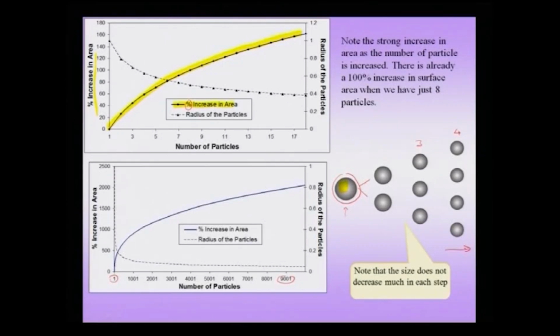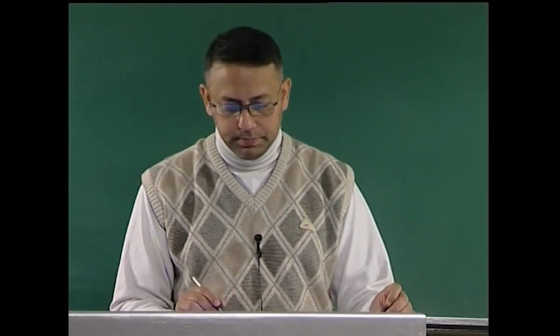But the important point to note is that when you are at just about 8 particles here, you see that you have already reached a 100% increase in area. So, all I have to do is get 8 particles from one particle before I already see a 100% increase in surface area. This is a very important effect. That means that as I go on dividing more and more, my percentage increase is expected to be more drastic, and that is the usual goal of producing nanoparticles.